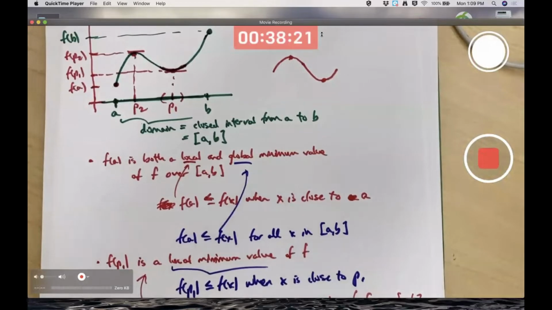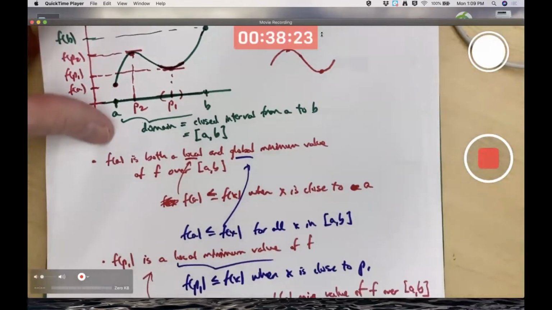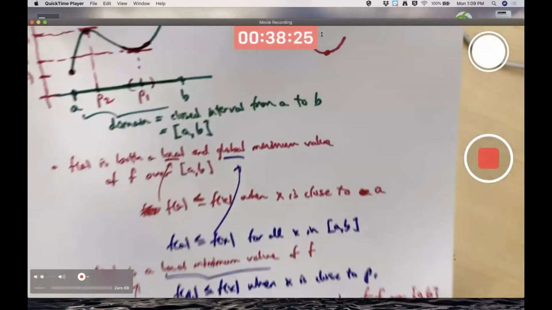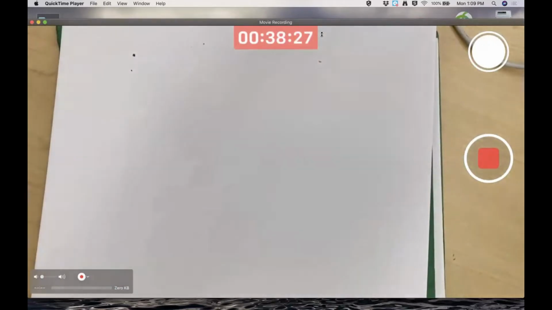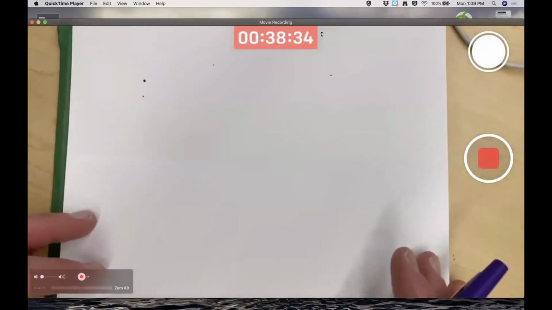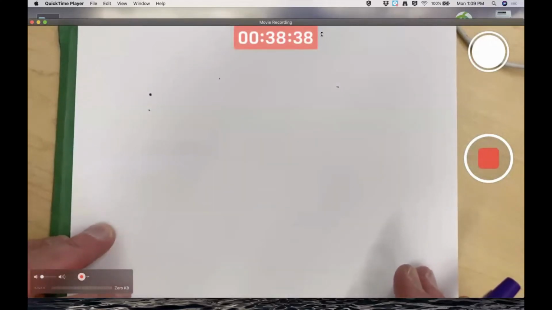Big word of warning, though. Just because a function has a critical point at some value of x doesn't mean you're guaranteed to have a max or min there. Say that again. Just because you're at a critical point where the derivative is 0 or is undefined doesn't mean f actually has a max or min there.